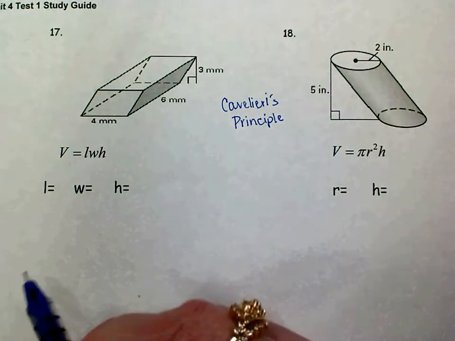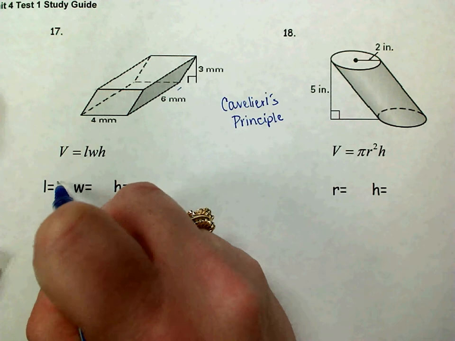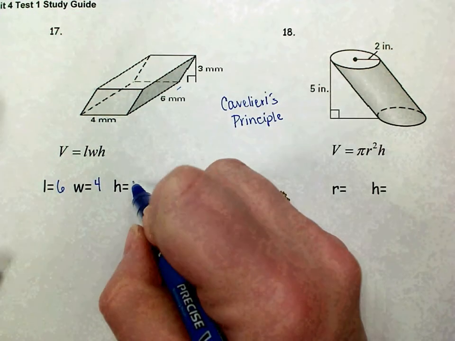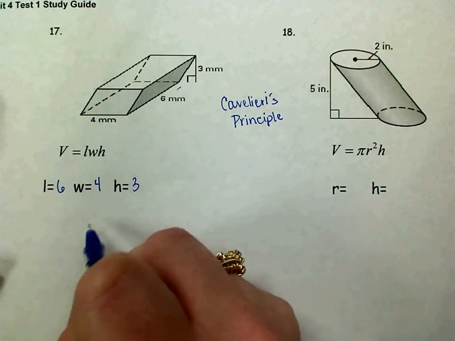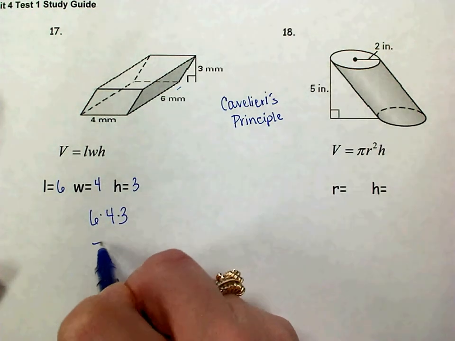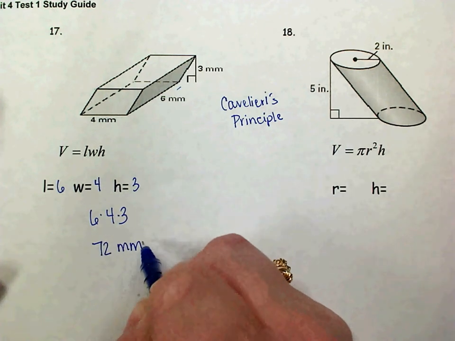So when we're looking at length times width times height, typically the longer length is called the length, and then the shorter one is our width, and then our perpendicular height was given as 3 millimeters. So we're just multiplying 6 times 4 times 3 to find our volume of 72, and since it's volume, it's going to be millimeters cubed.